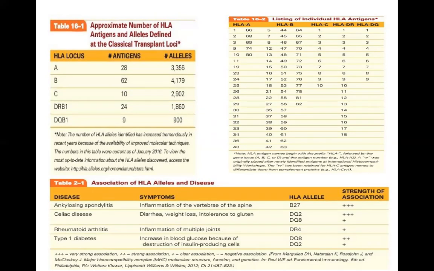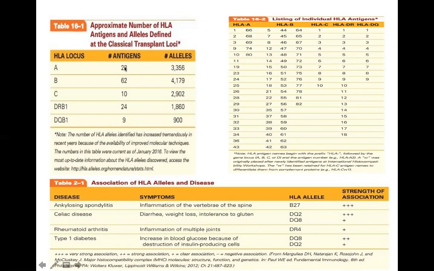Recall that we've got 3 locations per chromosome 6 where MHC1 is coded, locus A, B, and C, right? So since we all have a pair of chromosome 6s, this means we'll each end up with 6 different varieties of MHC1 antigen being expressed on our cells. So look at the table on the top left right here. It's telling us that as a human species, locus A has been known to produce 28 types of class 1 antigen. The 6 any individual ends up with essentially comes from that pool of 28.